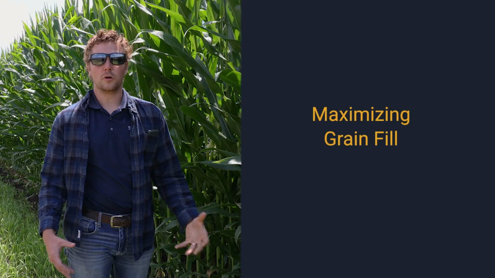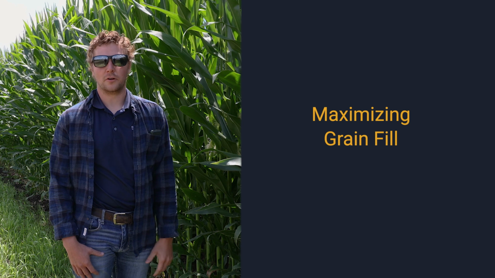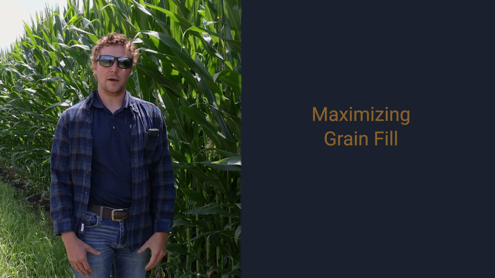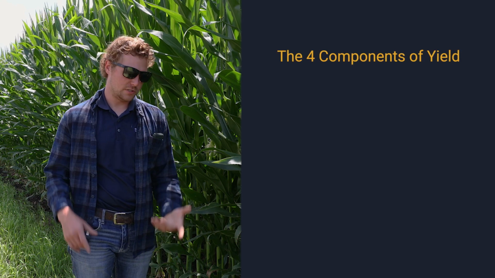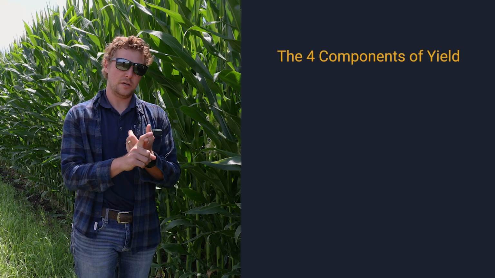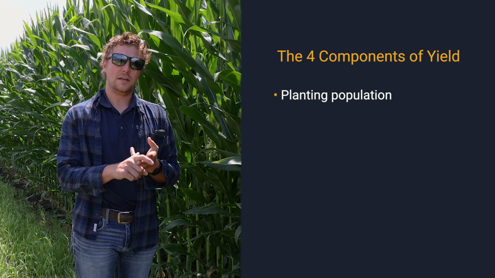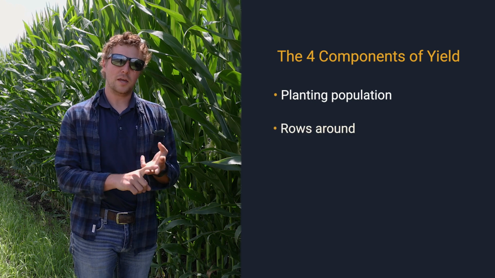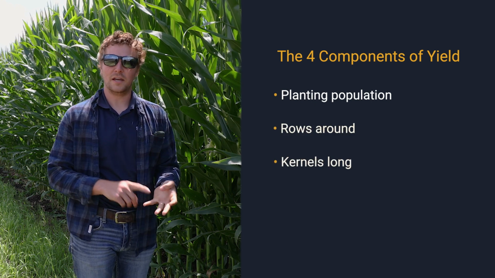So grain fill is important because that's where we get a lot of our yield from these modern day hybrids. And so when we think about corn and making yield in the yield formula, we have four main components when it comes to actually maximizing yield. So we start with planting population, which is harvestable ears, and we take that and multiply it times the rows around, then multiply it by the number of kernels long and divide it by a seed weight.